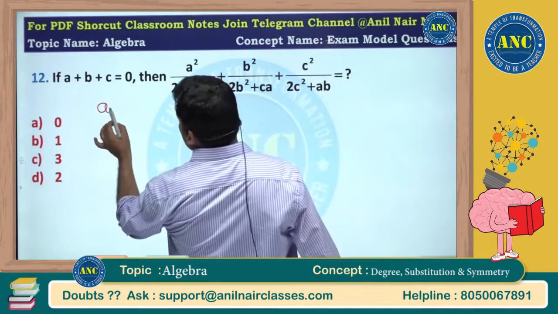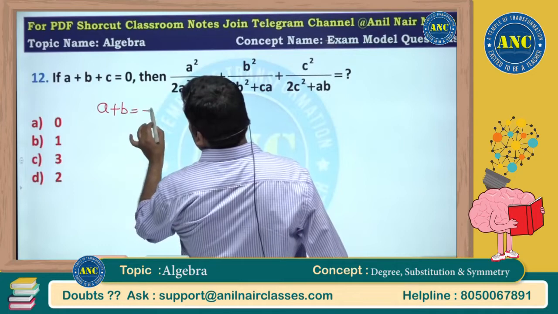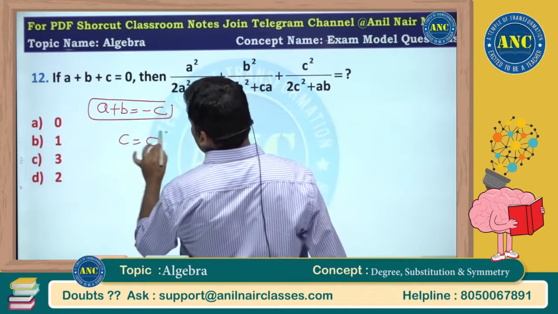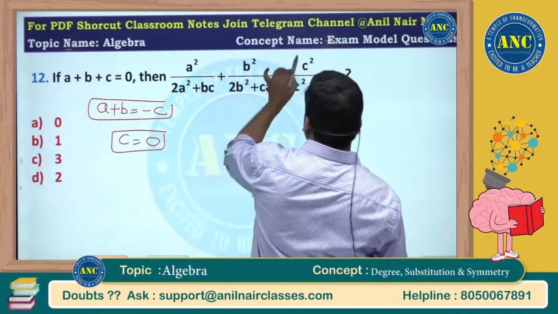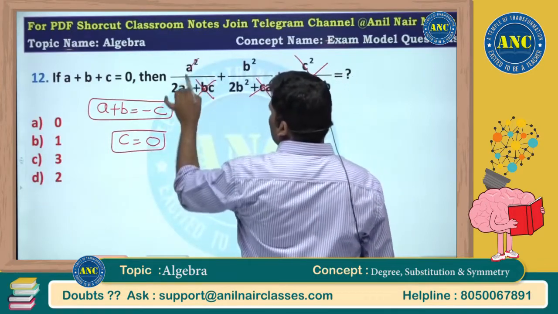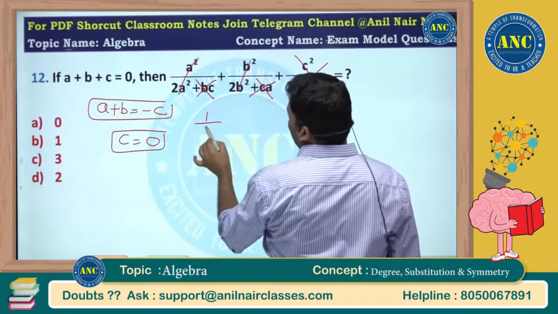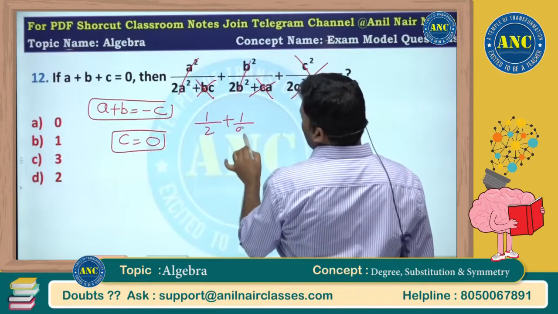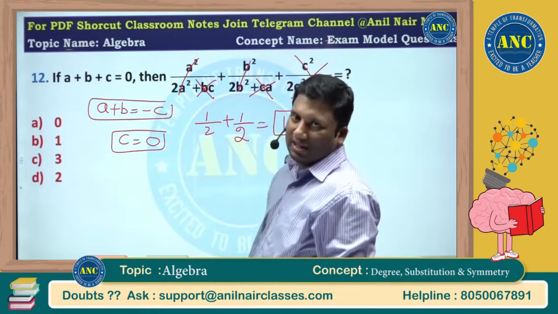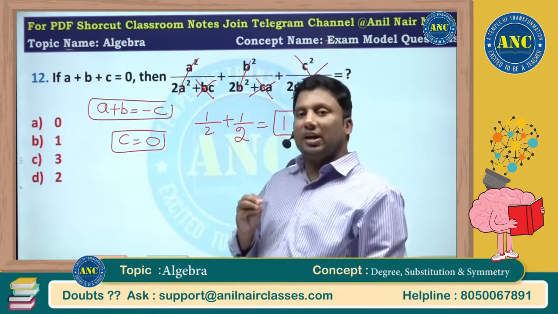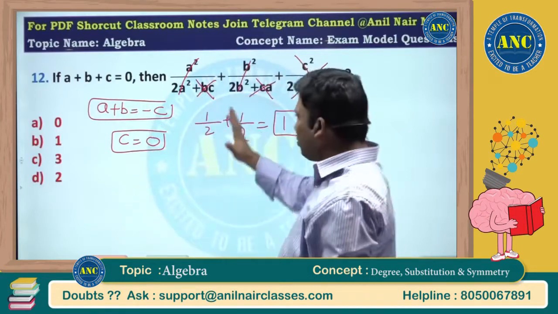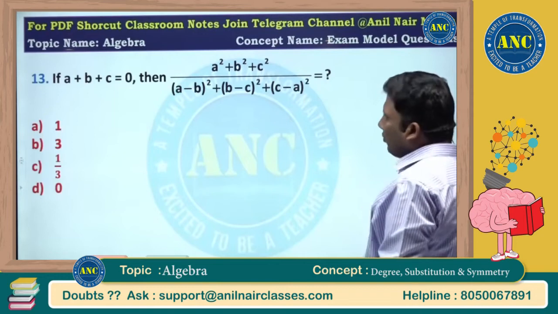A plus b plus c is equivalent to 0, a plus b is equivalent to minus c. That means the c value can be 0. If c is 0, these are 1 by 2 plus 1 by 2. The answer is 1. At times dependent variables will give you the answer very quickly, just by looking at the question itself, you can do it.